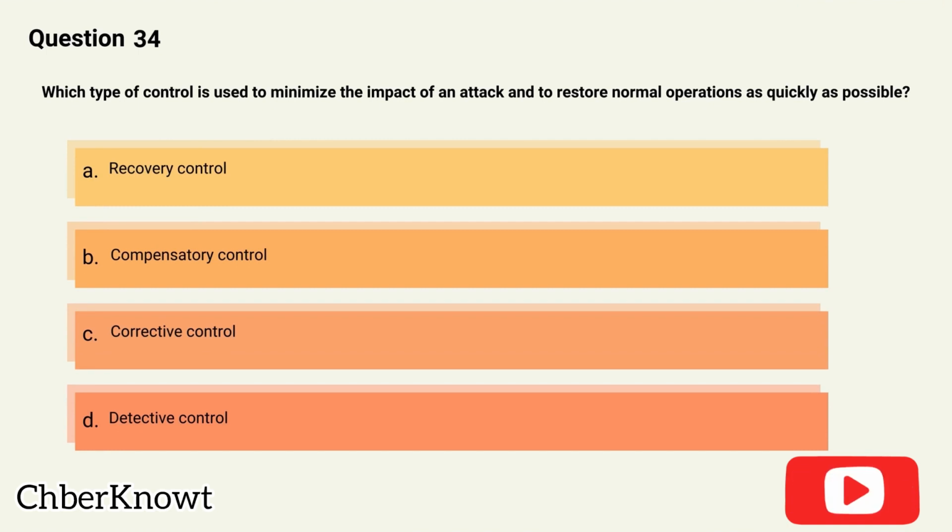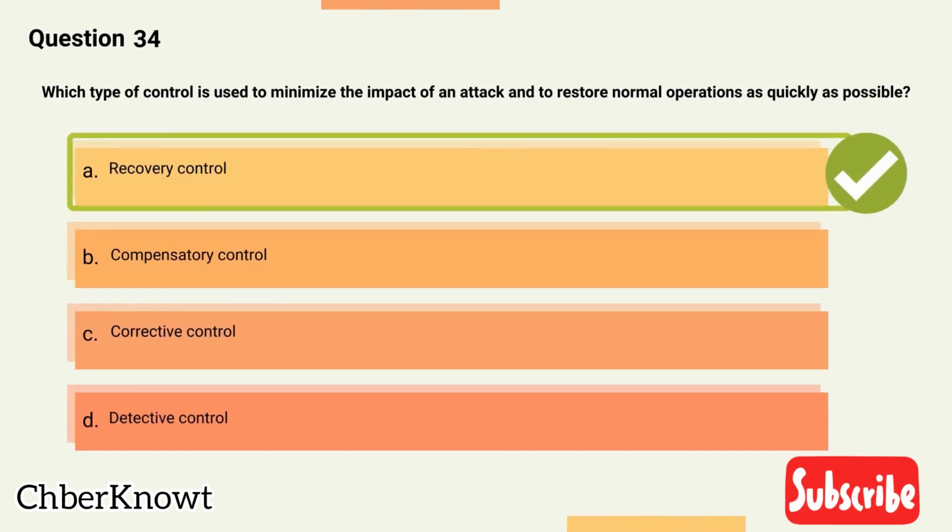as quickly as possible? Option A. Recovery control. Option B. Compensatory control. Option C. Corrective control. Option D. Detective control. The correct answer is Option A.